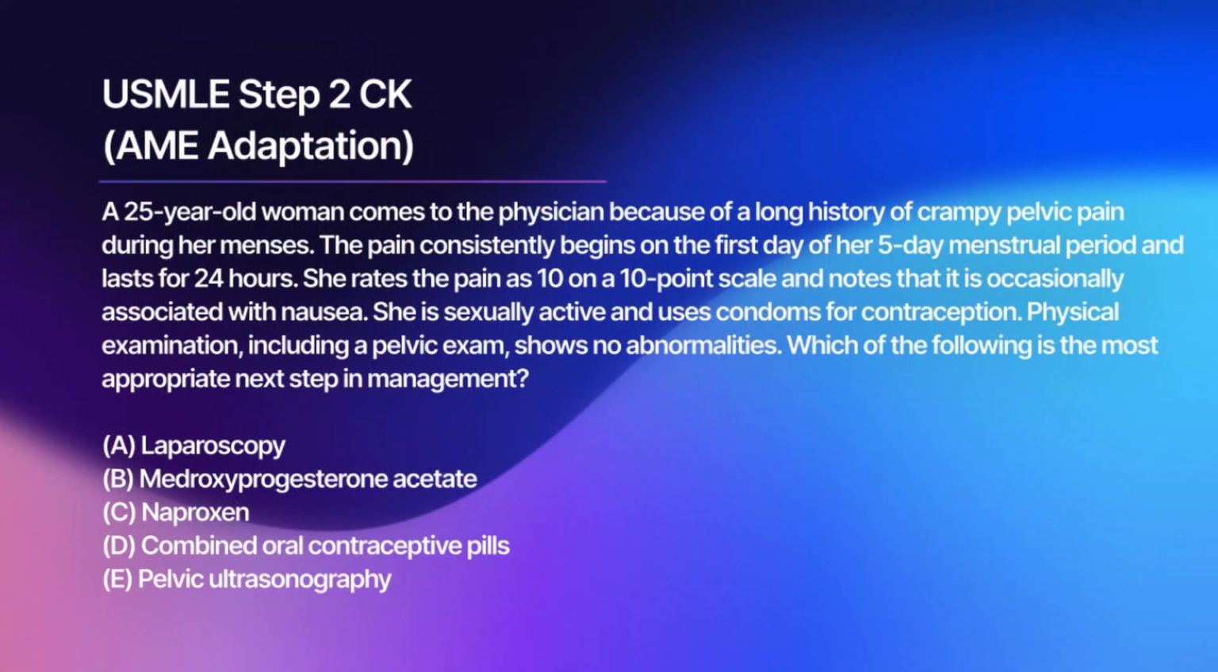So when you think about the first line of intervention for dysmenorrhea, what is your treatment as a first line intervention? An NSAID. Oh, we're back to an NSAID again. I like to say, is there an NSAID on this list? Naproxen. Well, look at that.